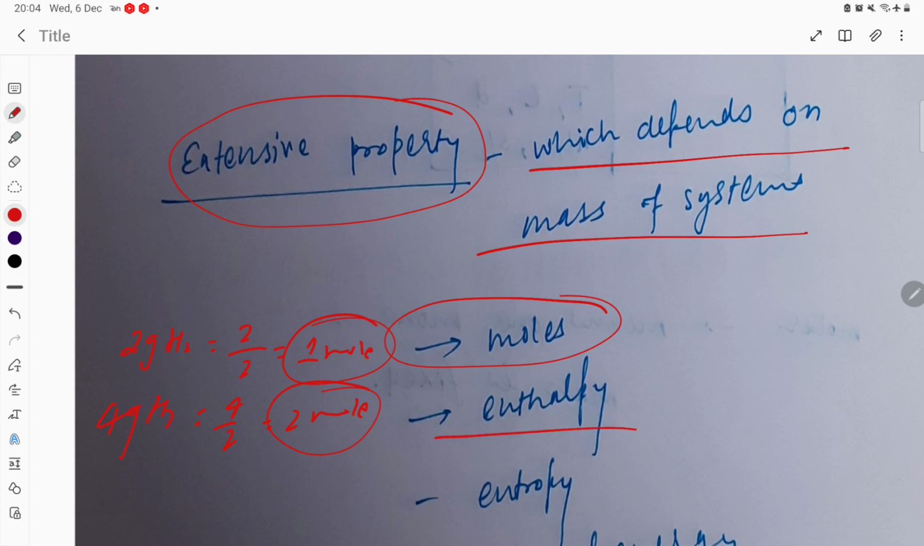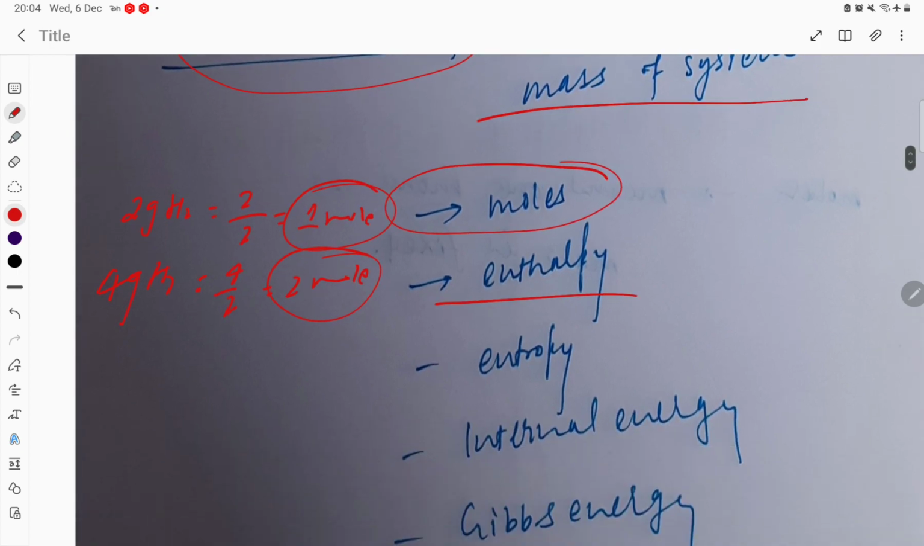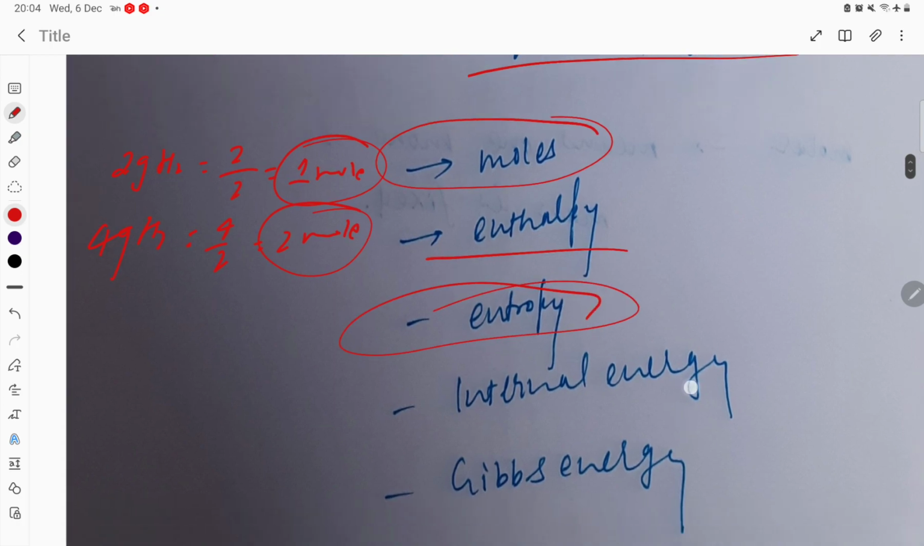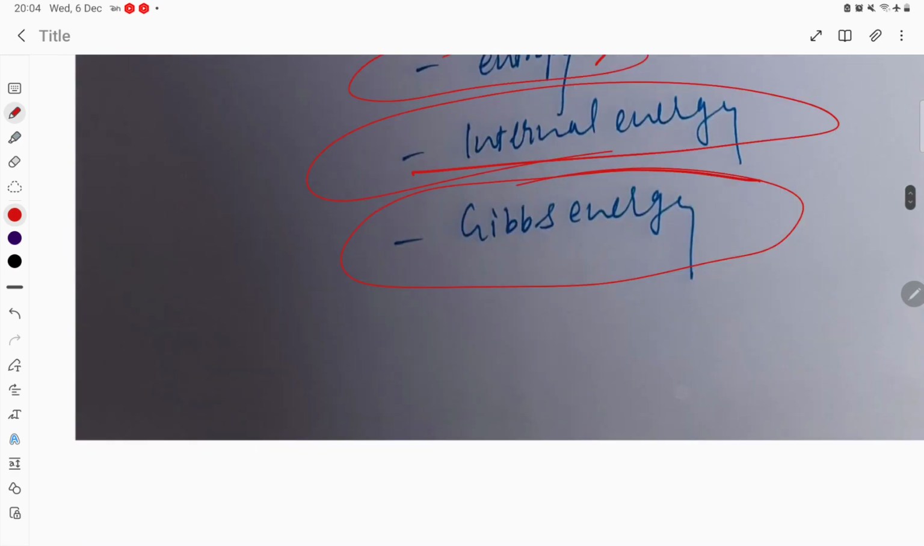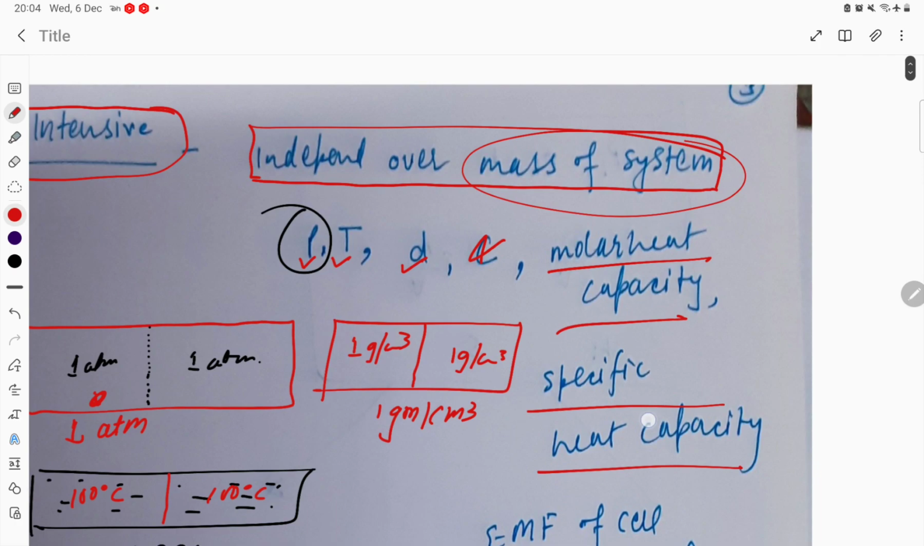Enthalpy also depends on mass: greater the mass, greater will be the enthalpy. Entropy: greater the mass, greater is the entropy. Internal energy: greater the mass, greater the energy. Gibbs energy: greater the mass, greater the Gibbs free energy.